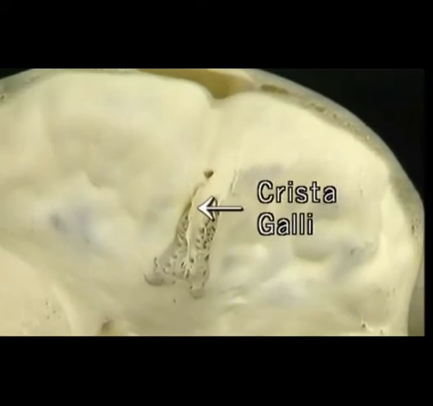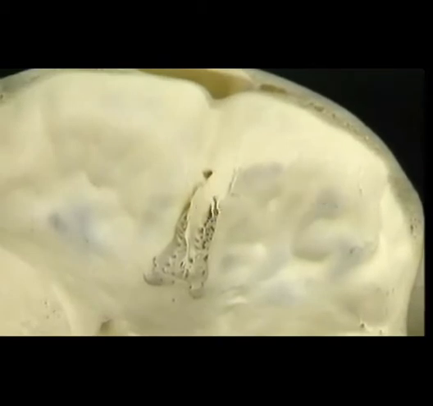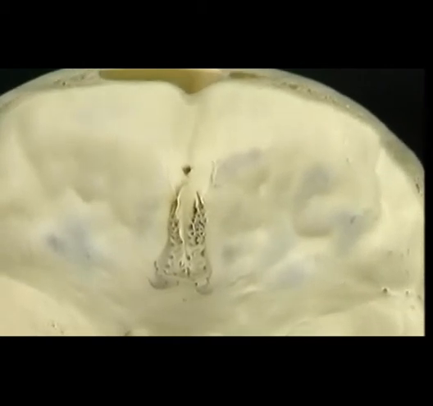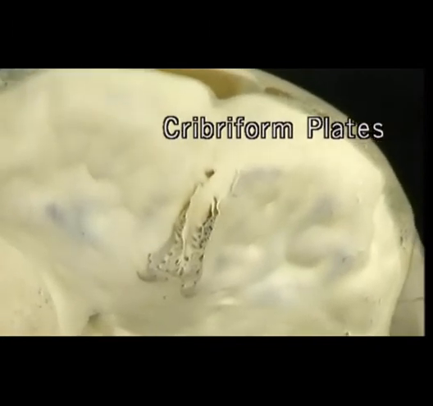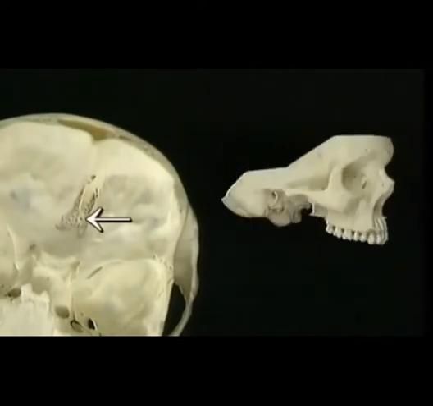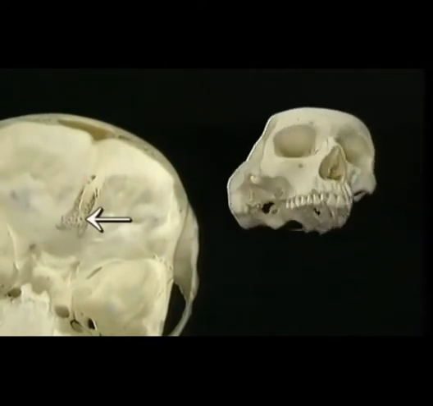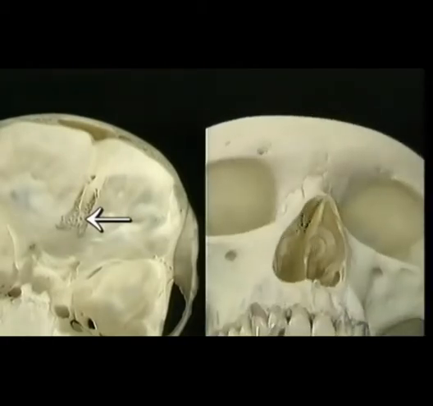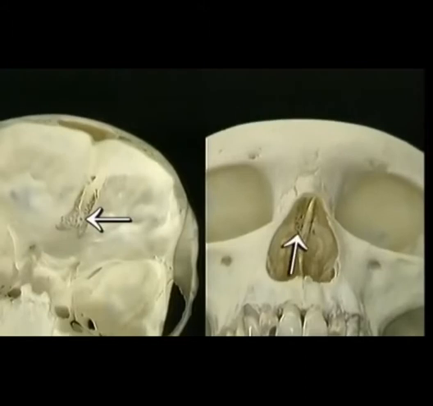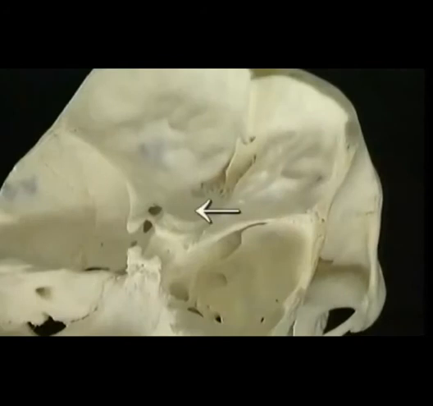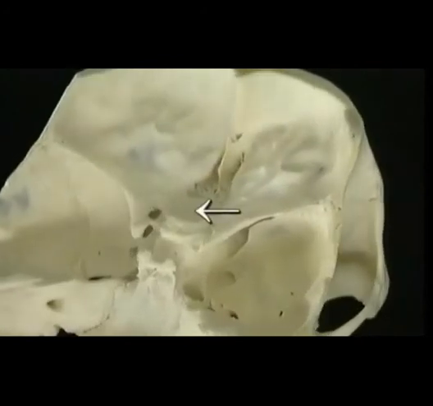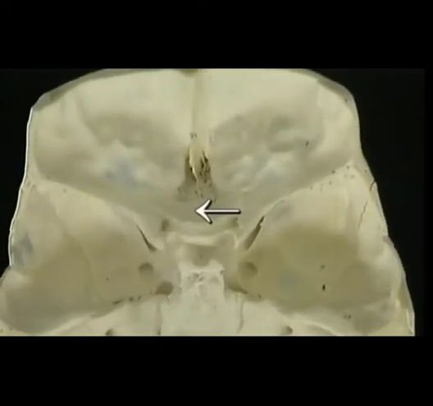This crest in the midline of the anterior cranial fossa is the crista galli. On either side of it is a depression, the base of which is formed by these areas of thin perforated bone, the cribriform plate. The cribriform plate forms the roof of the nose. On this side here, we can see it from below. The filaments of the olfactory nerves come out of the cribriform plate. This flat area behind the cribriform plate is the roof of the sphenoid sinus.